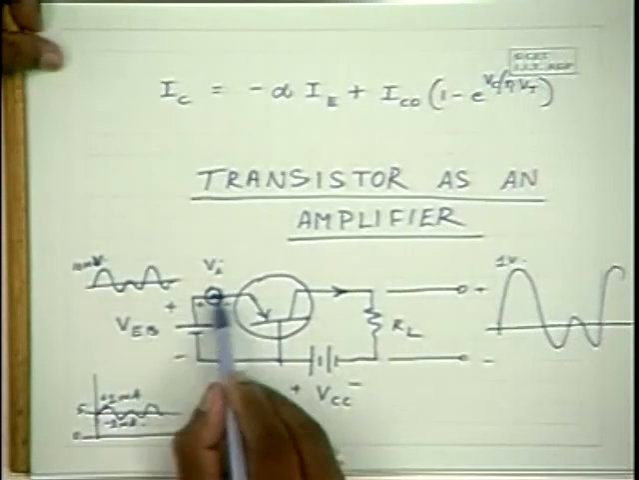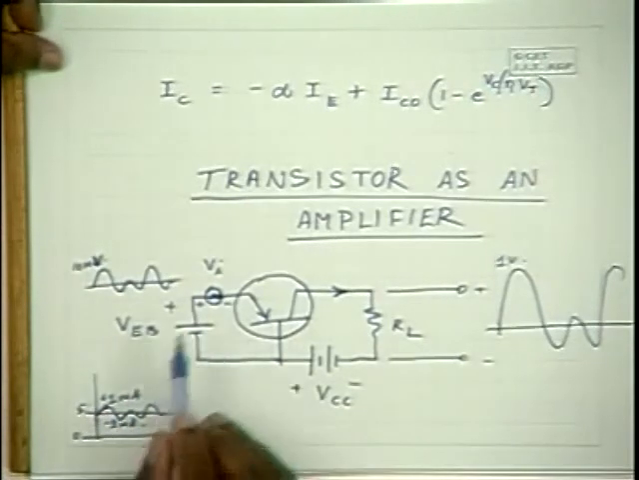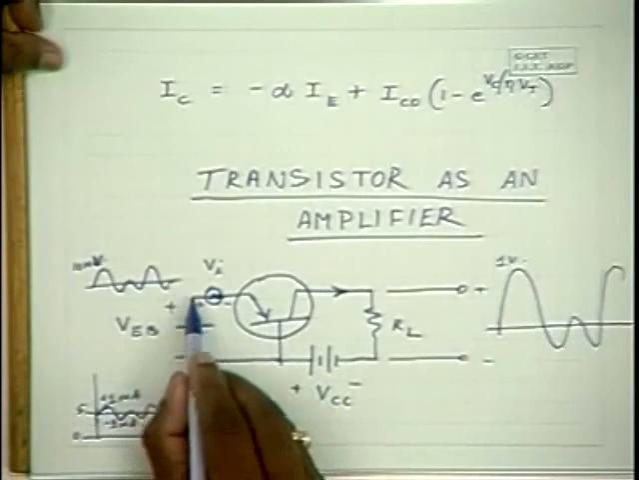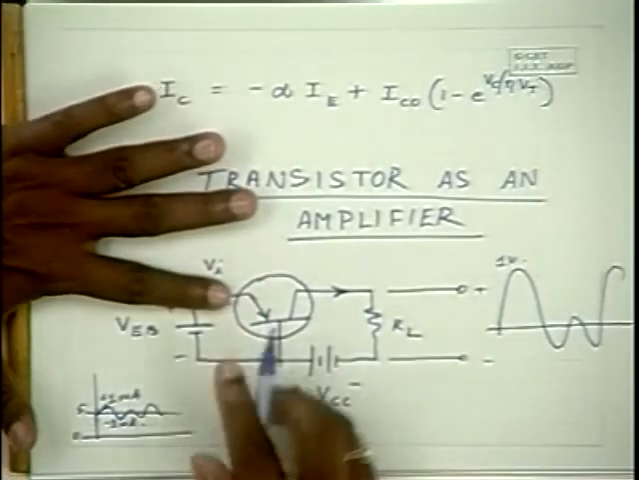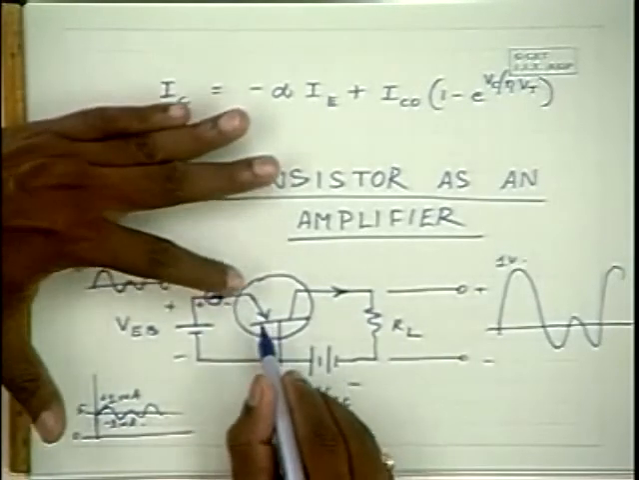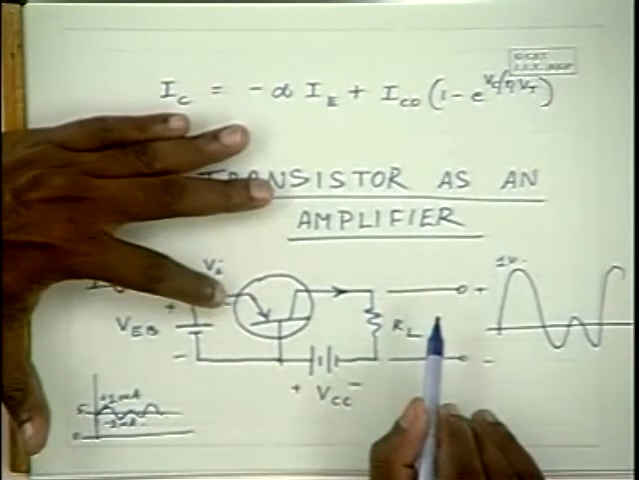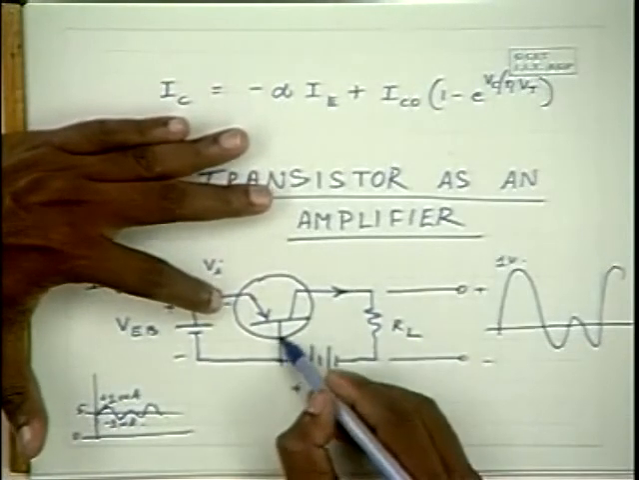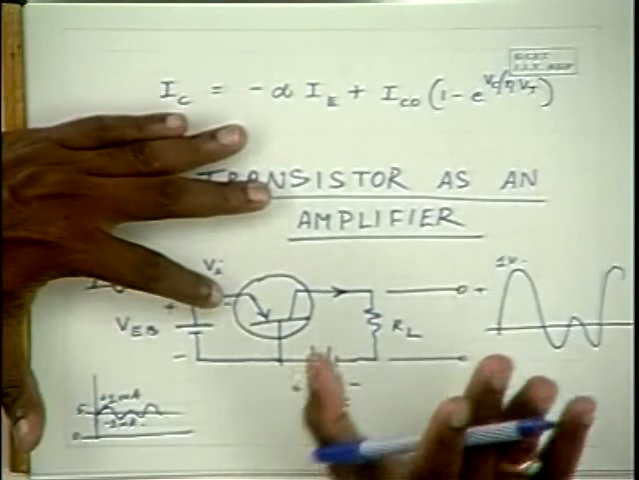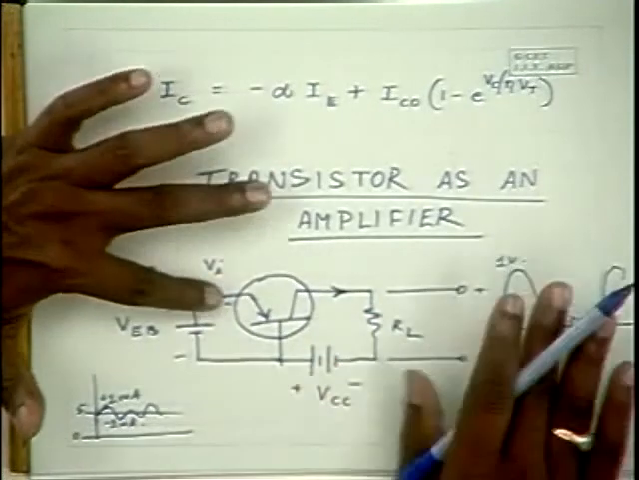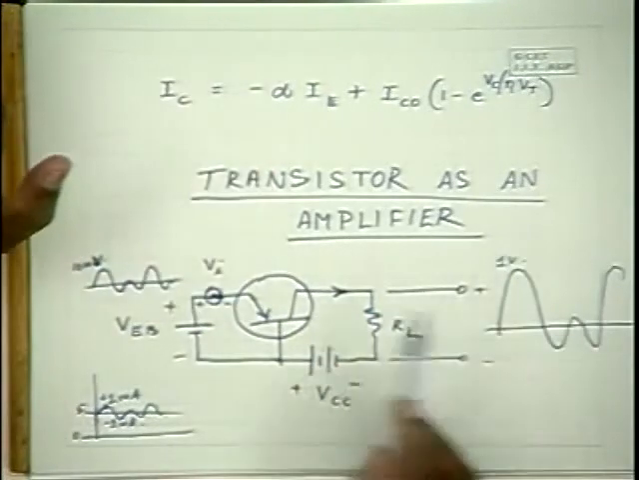So when you apply this voltage here, let us say when this voltage is not there the emitter current is 5 milliamperes. Say 98% of that 5 milliamperes goes to the collector and 2% of it goes out of the base. So that is the situation when this alternating potential is not introduced.